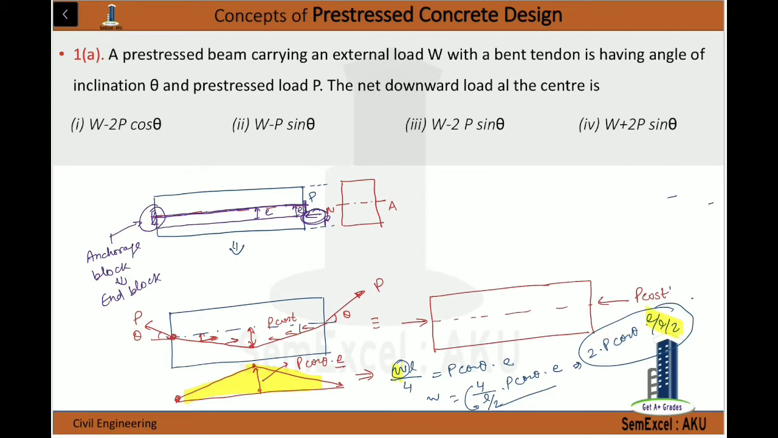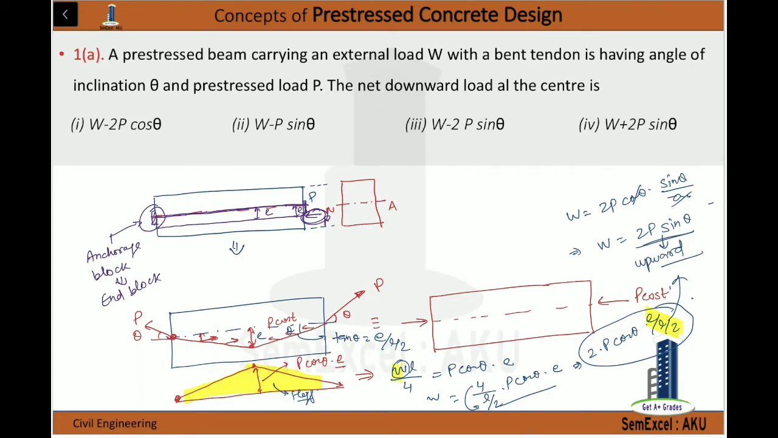If this angle is theta, then we can write tan theta is equal to e by L by 2. So we replace this by tan theta and we will get W is equal to 2P cos theta into tan theta. Tan theta is equal to sin theta by cos theta. Cos will get cancelled out and we will be left with W is equal to 2P sin theta. Since this moment was hogging moment, the direction of this W will be upward, right?